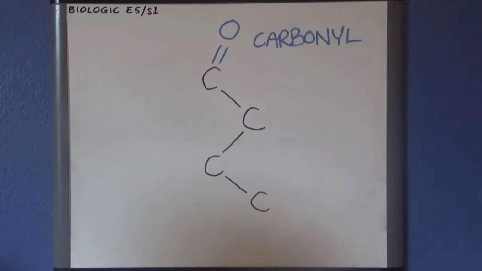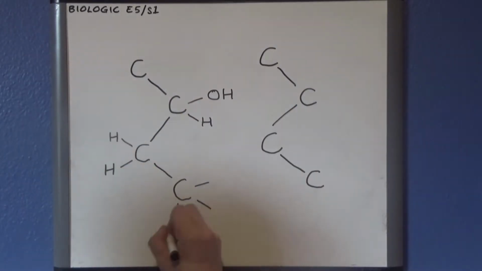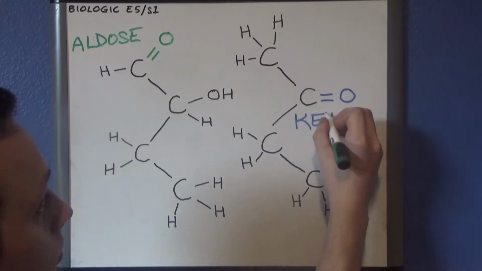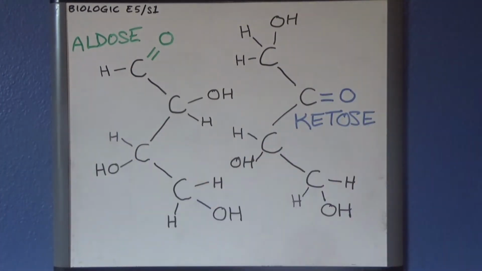Now, a carbonyl group is a carbon atom that's double bound to an oxygen atom. A hydroxyl group is an oxygen atom that's bound to a hydrogen atom on one side and the carbon atom on the other. Carbonyls can be on the ends or somewhere within a chain, and where the location is within the chain helps determine what kind of carbohydrate molecule it is. The carbonyls that are on the end of a chain are called aldoses, while those that are within a chain, somewhere along the length of the chain, are called ketoses.